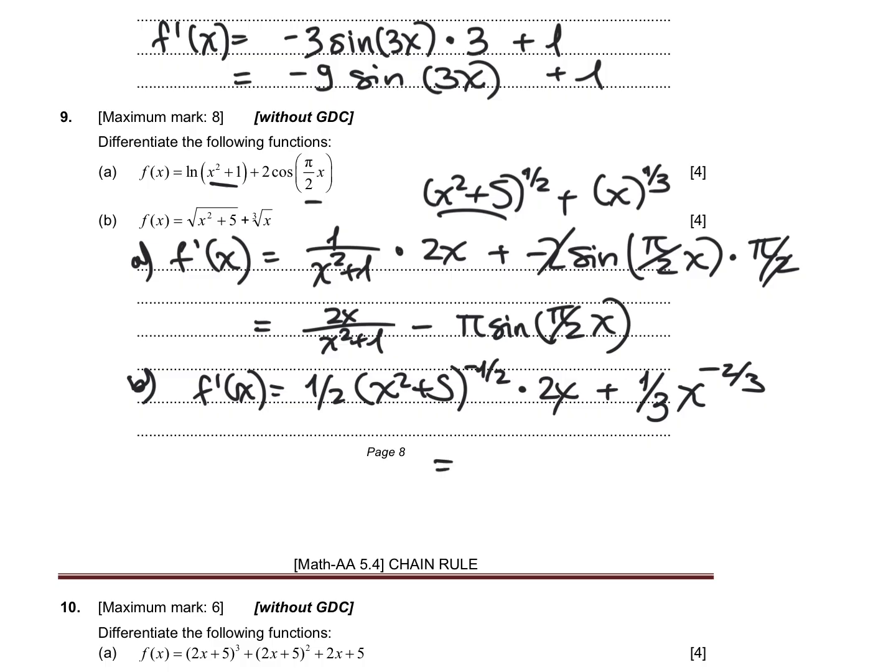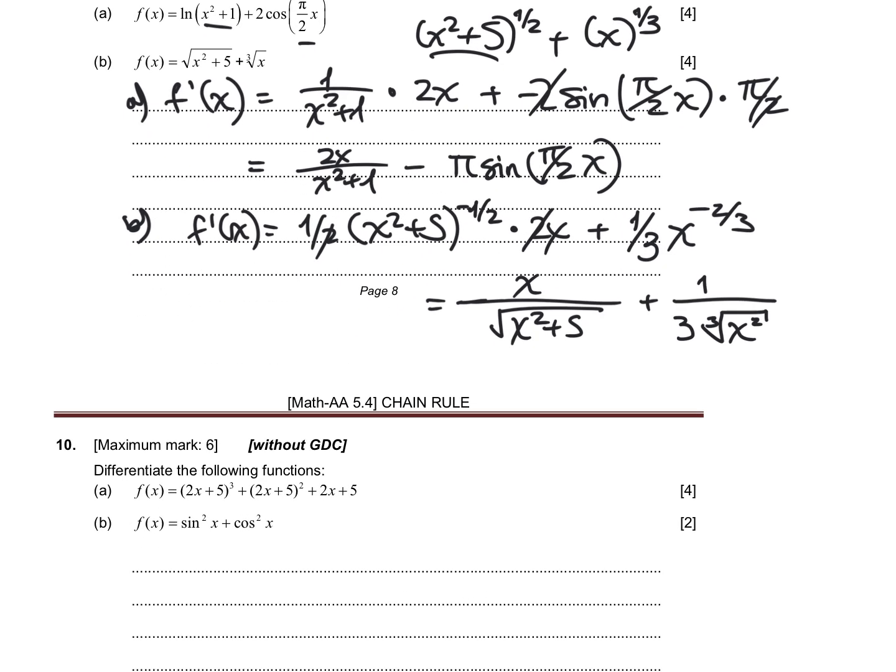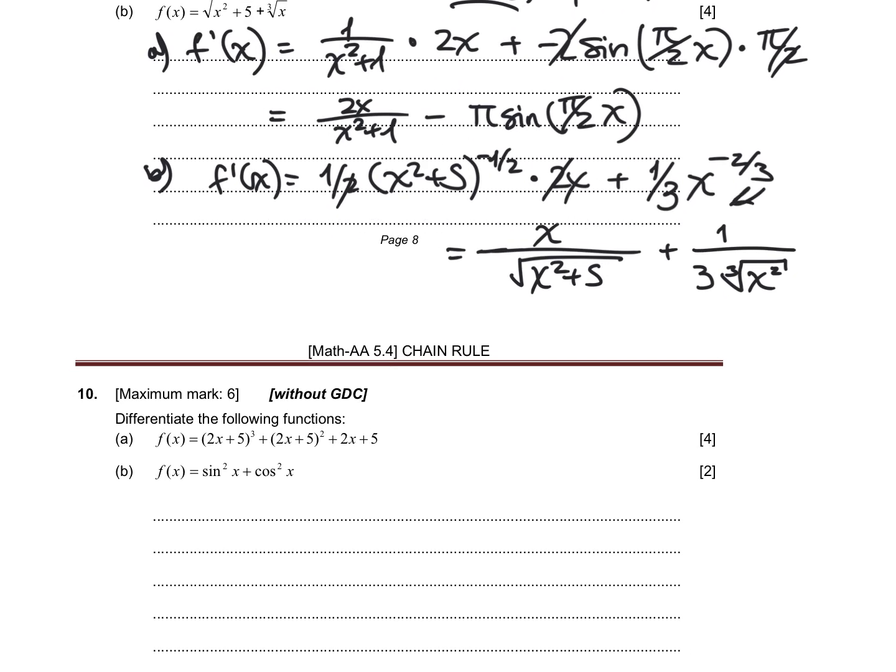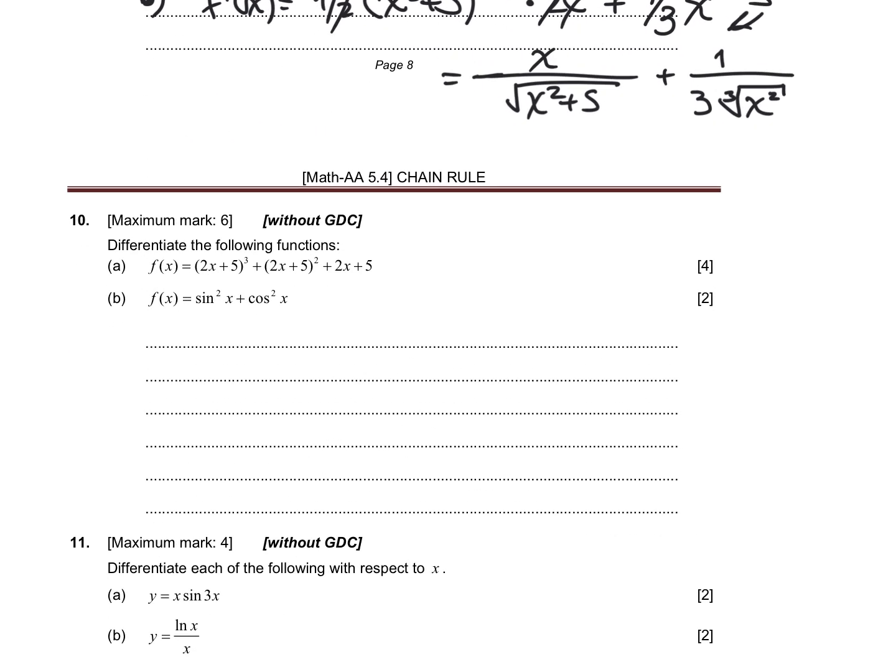So if we wanted to write this neater, we would have 1 over 2 square root of x squared plus 5. Oh, sorry, I didn't see that. So we have also 2x up top. So actually that 2 cancels. So this 2 and this 2 cancel. So we're just going to have x. And then we're going to have plus 1 over 3 times the cube root of x squared. Okay, that 3 comes out to the cube root, and the squared stays in.